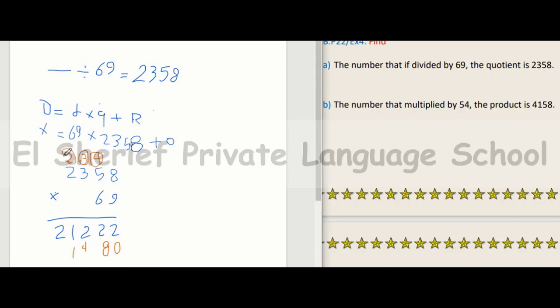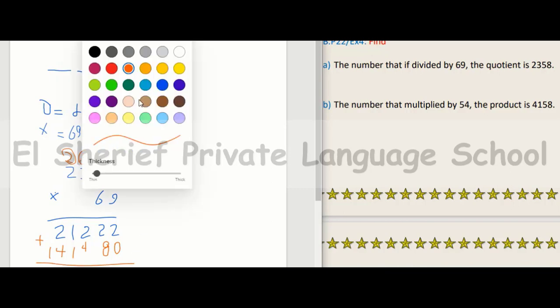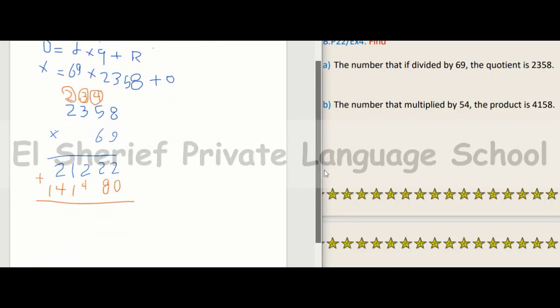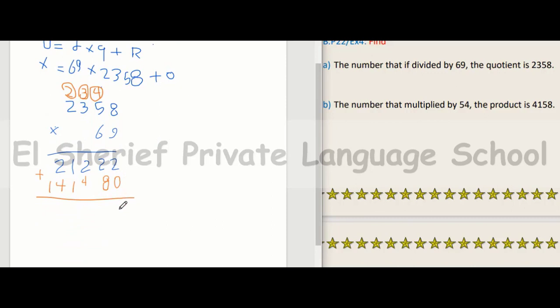6 times 2 equals 12 plus 2 equals 14, and write 14. Then we add: 2 plus 0 equals 2, 2 plus 8 equals 10, write 0 and carry 1. 1 plus 2 equals 3, 3 plus 4 equals 7, and 1 plus 1 equals 2, 2 plus 4 equals 6, and 1 down.